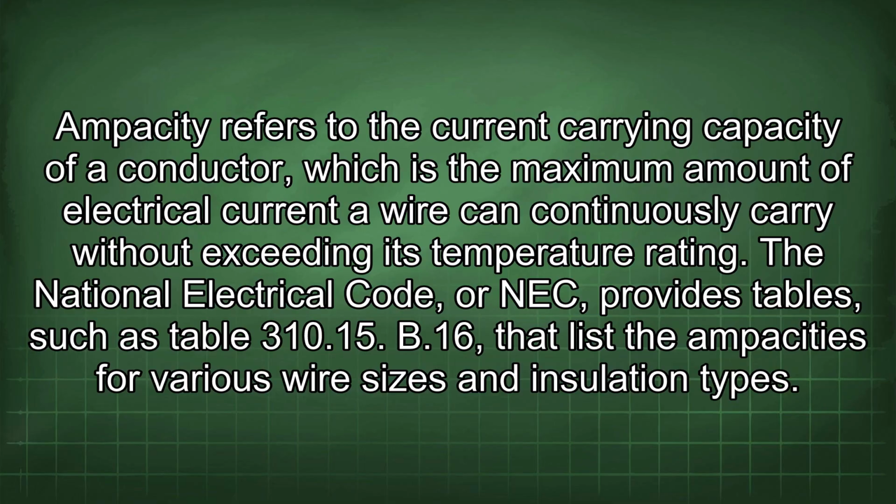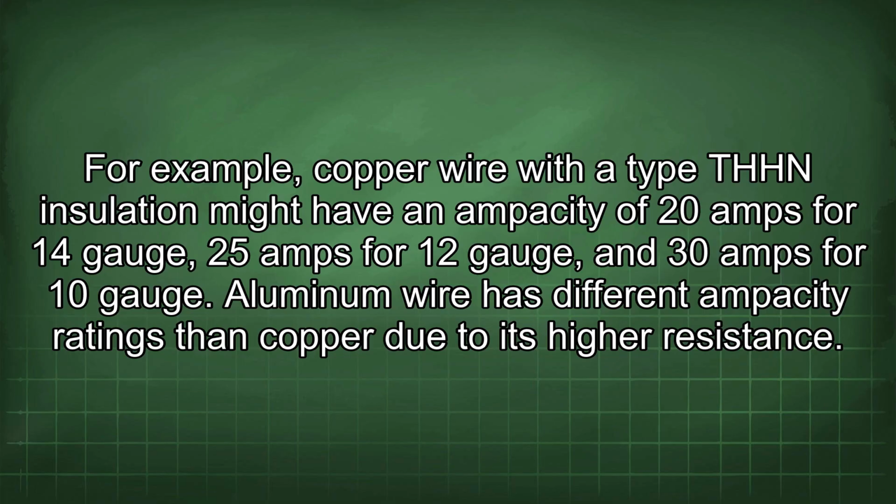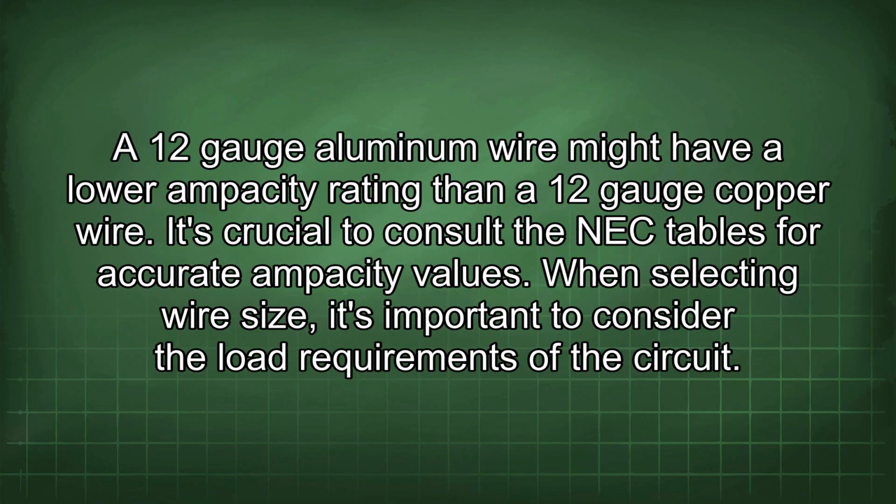The National Electrical Code, or NEC, provides tables such as Table 310.15(B)(16), that list the ampacities for various wire sizes and insulation types. For example, copper wire with a type THHN insulation might have an ampacity of 20 amps for 14 gauge, 25 amps for 12 gauge, and 30 amps for 10 gauge. Aluminum wire has different ampacity ratings than copper due to its higher resistance. A 12 gauge aluminum wire might have a lower ampacity rating than a 12 gauge copper wire. It's crucial to consult the NEC tables for accurate ampacity values.